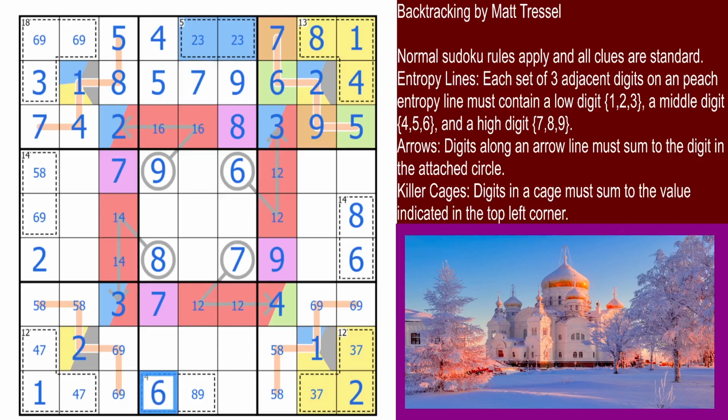So that 5 gives 6 here. That will give 8 here. That 8 gives 5 here. That will give 8 here. That 5 gives 6 here. This gives 9 here. This is 1 digit, which has to be 3, 7.